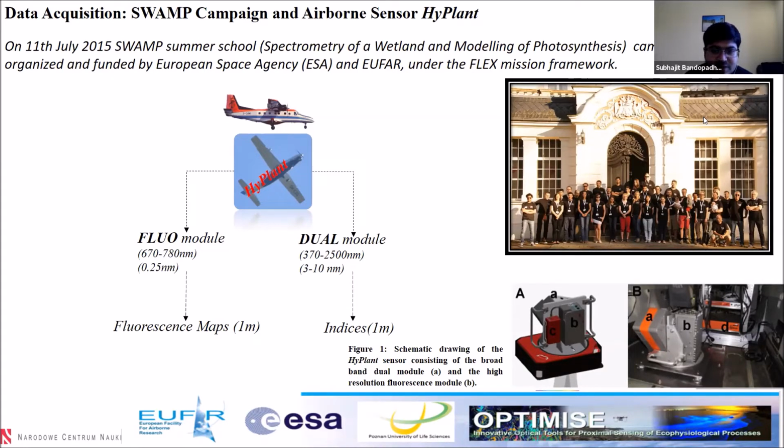And on the other hand, there is the DUAL module, which is mainly operated between 370 to 2500 nanometer, with a spectral resolution between 3 to 10 nanometer. This is mostly capturing the reflectances and is useful for the derivation of different vegetation indices.